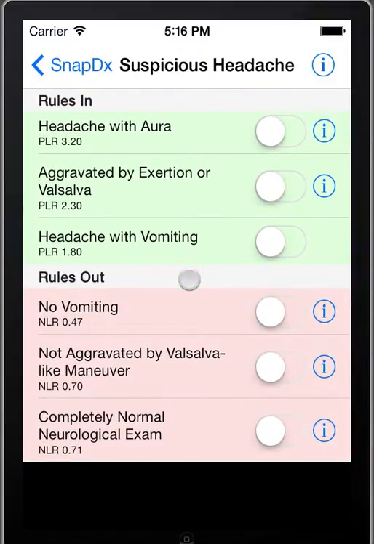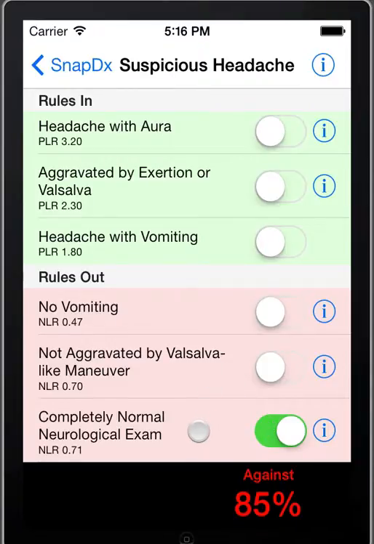and has a completely normal neurological examination, and this will help rule out a suspicious headache. So your pretest probability may have been 20%, but according to the app, based on the fact that the exam is completely normal, there's an 85% probability, given the patient is otherwise healthy, that this is not a suspicious headache. So maybe this patient may not need further imaging. So you can use the app to essentially help rule in different diagnoses and rule out different diagnoses.